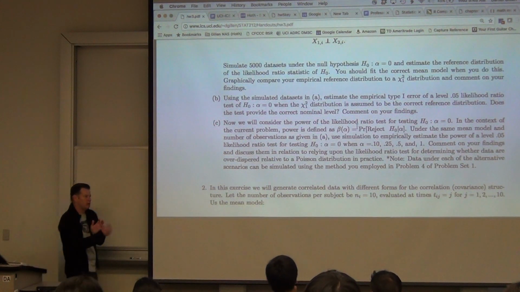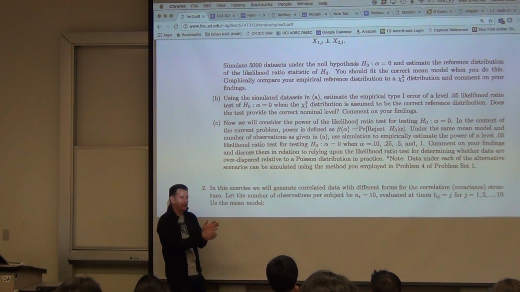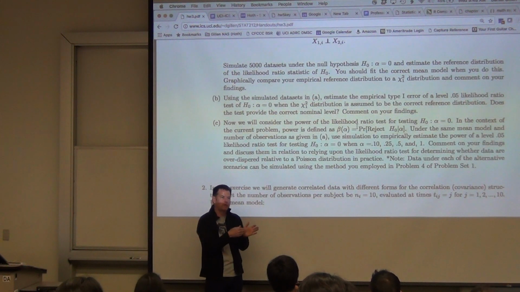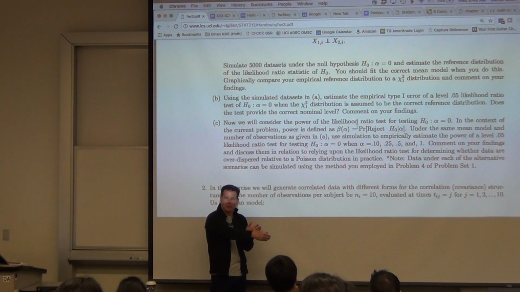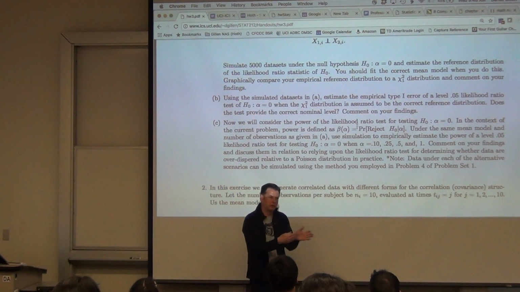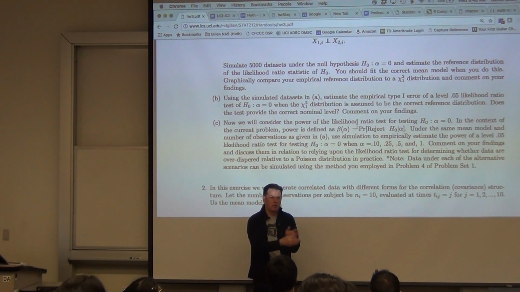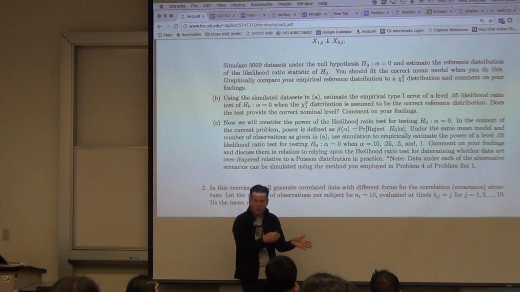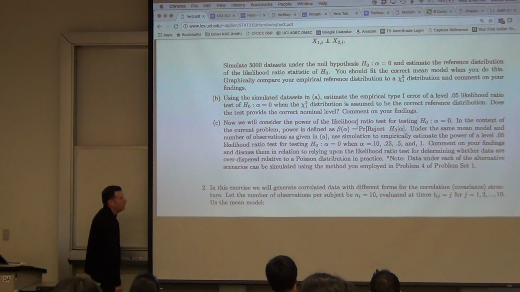And again, for those of you who are new to this concept, power is the probability that you would reject the null hypothesis under a specific alternative. So power is a function of what the true value of that parameter is. Type 1 error is a special case of power. It's power under the null, the probability of rejecting under the null.